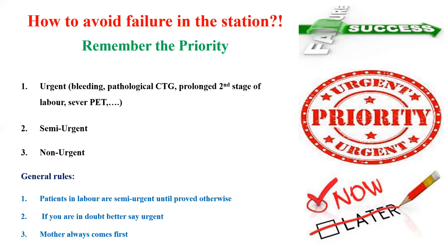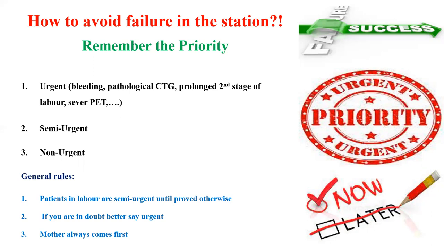The patient may be urgent or semi-urgent or non-urgent. Which patients are urgent? Any patient who's bleeding, any patient with pathological CTG, prolonged second stage of labor, or severe preeclampsia, these are the scenarios that he will give you in the station. Then you will classify the patient as urgent in this station, or patient with cord prolapse, for example. So now this is an urgent case.